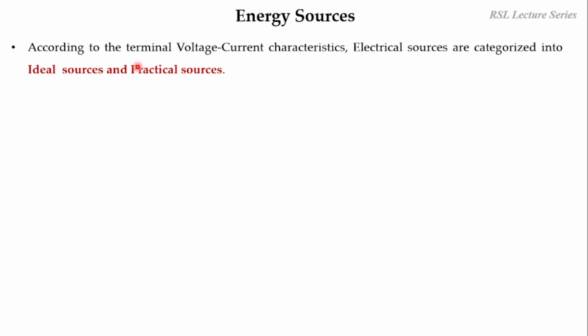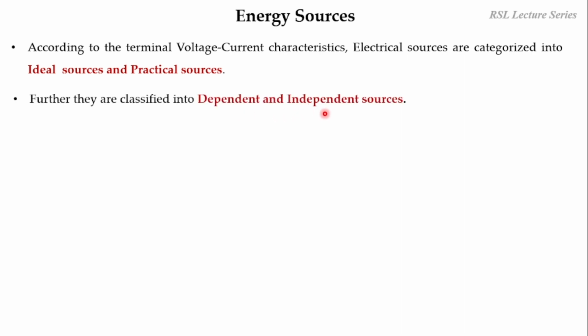Here, an energy source is nothing but the voltage and current source which provide energy to the circuit or a network. It is an active source. According to the terminal voltage-current characteristics, these electrical sources, that is, both the voltage and current sources, are categorized into ideal sources and practical sources. Further, they are classified into dependent and independent sources.